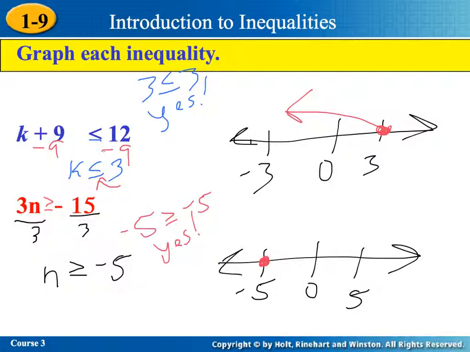Which way do we shade to get bigger? To the right. And if you shaded to the right, you are right. You are correct. Okay, so again, I shaded to the right because all of my solutions are included in that.